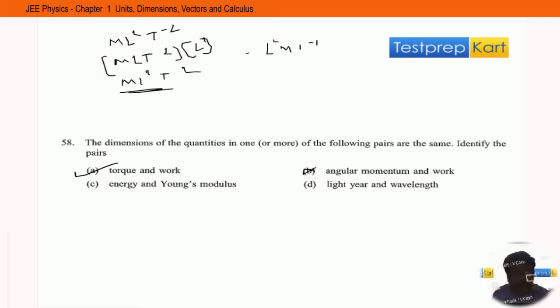D, light year. Light year means length, that is L, and wavelength, that is the same, L. It is also the same. So for 58, the answer should be A and D.